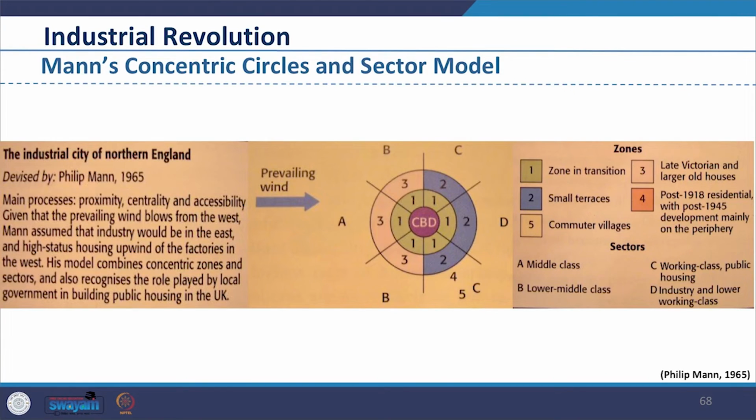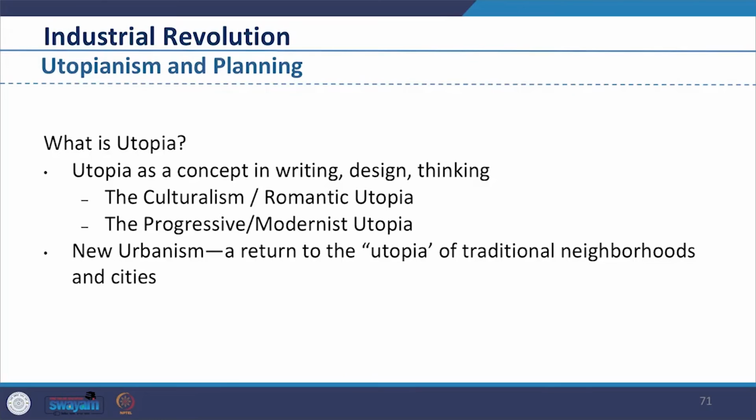A model of British urban development which combines the sector theory with the concentric zone model. Four basic zones are middle class, lower middle class, working class and lower working class, to which the CBD, the transitional zone, a zone of smaller houses and the outermost zone were added. It is an imagined place or a state of things in which everything is perfect, as in utopia. New urbanism, a return to the utopia of traditional neighborhoods and cities.